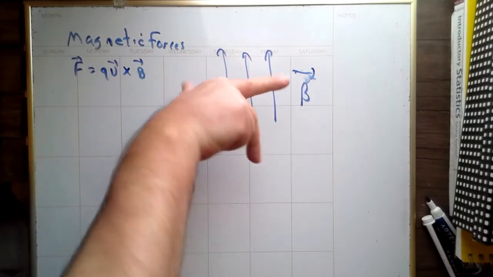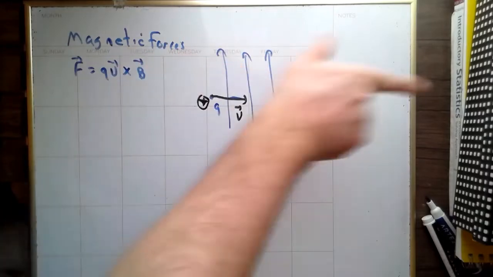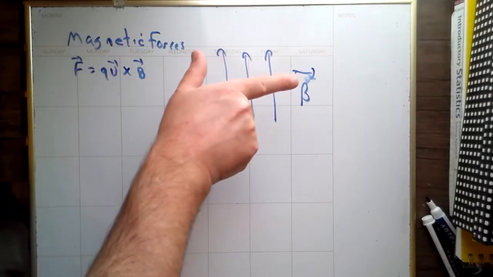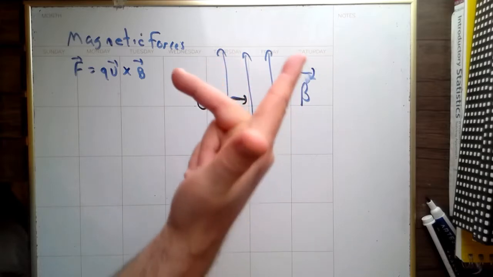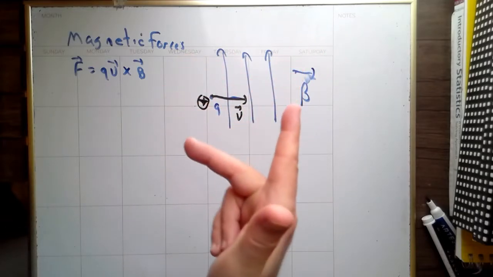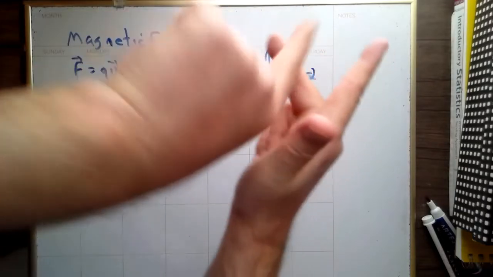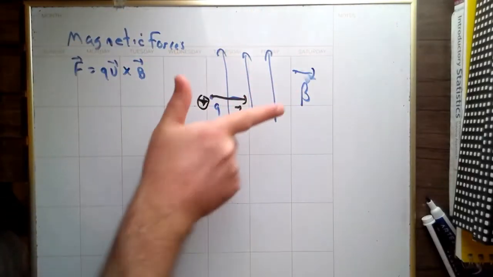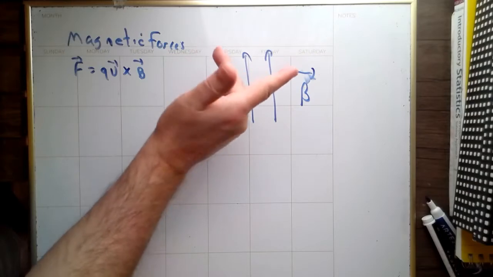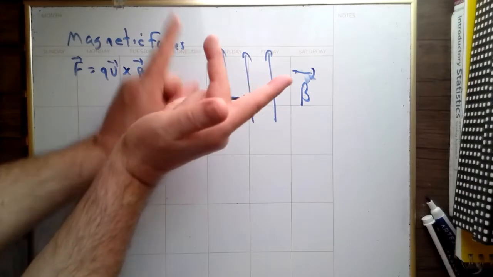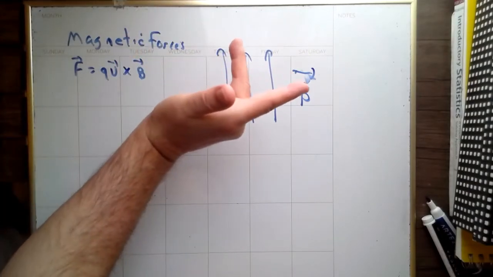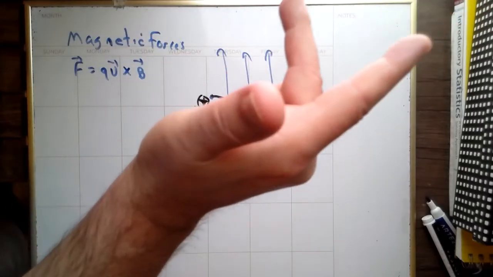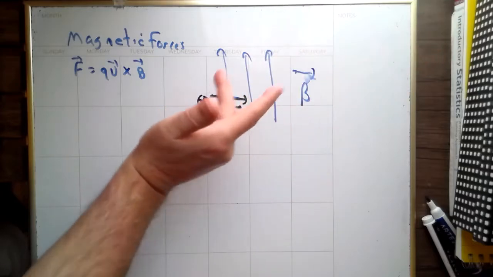Now notice I can rotate my hand all around, but I rotate my hand until my middle finger lines up with B, because I'm holding them like this, like an XYZ plane. X, Y, Z. Rotate my hand until my middle finger lines up with B, that way. Then my thumb will point in the direction of F. So the force is coming out at us like this, out towards your eyeball.